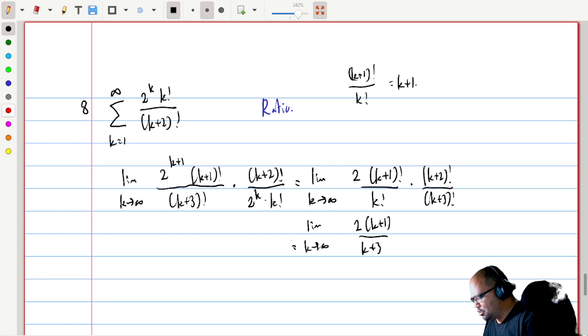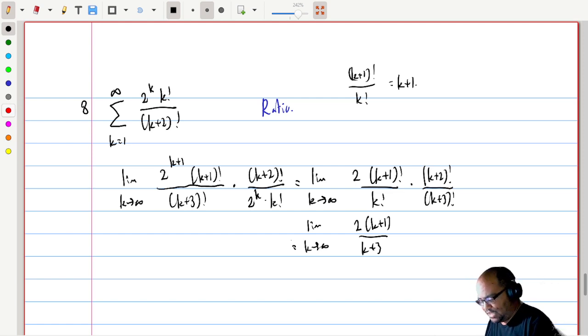And I feel like something neat should have happened here. Ah, nope. So this limit here will actually be 2 if you do the comparisons. So the sum diverges.